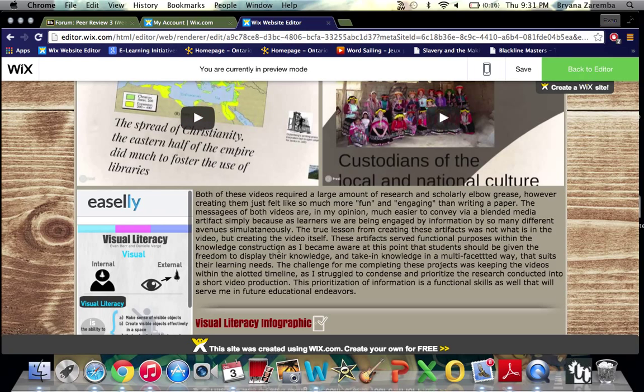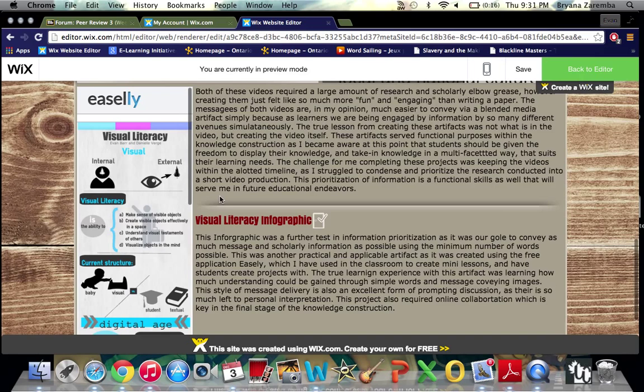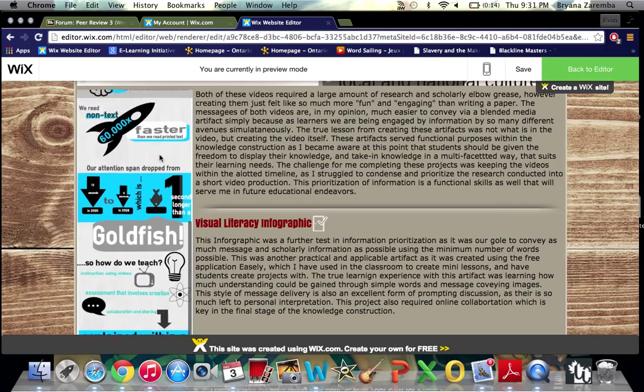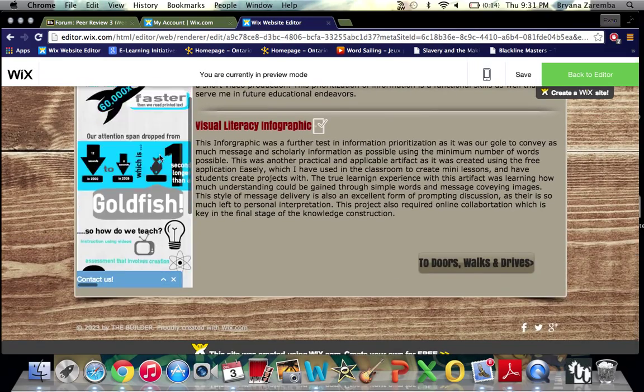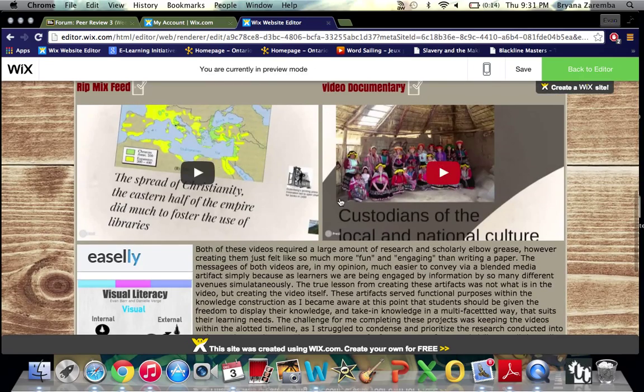So this was a valuable course for my own teaching profession, and it made me understand how much information could be conveyed with very few words. If you look at this infographic here on the left, the visual literacy infographic, an entire essay's worth of information has been condensed into about 100 words and uses images for the rest of the message conveying.